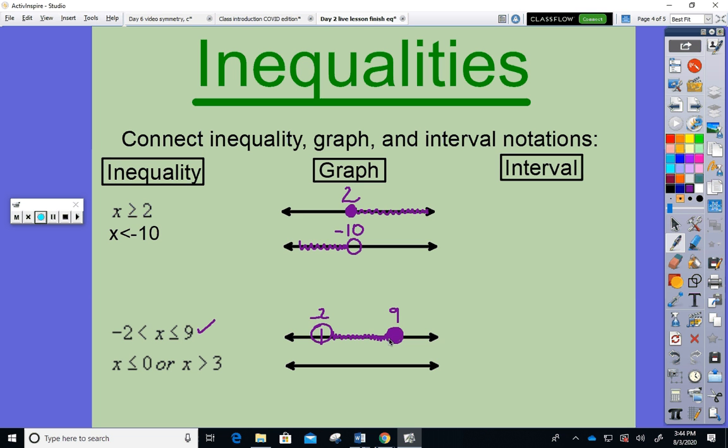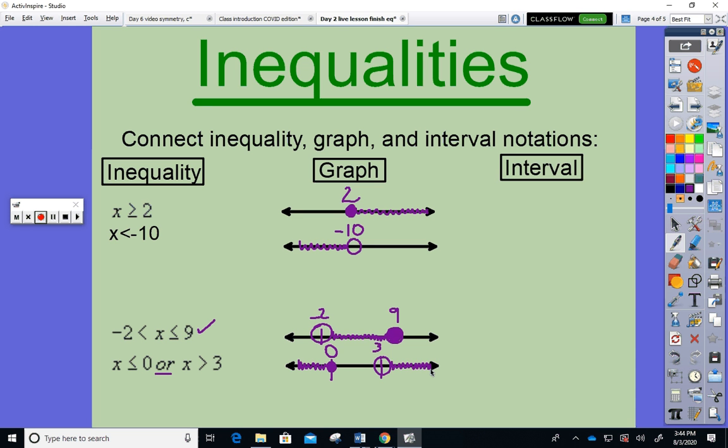Now anytime you have an OR, that's where you have two separate shaded regions. So X is less than or equal to 0, so closed circle, shade left. Or X is greater than 3, so open circle, shade right. So again, that would be two totally different intervals or two totally different shaded regions.